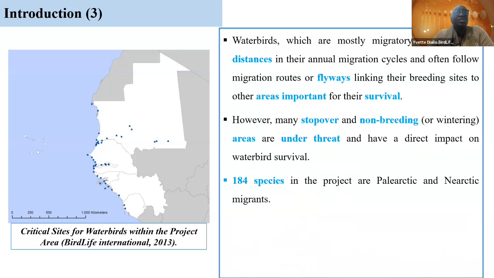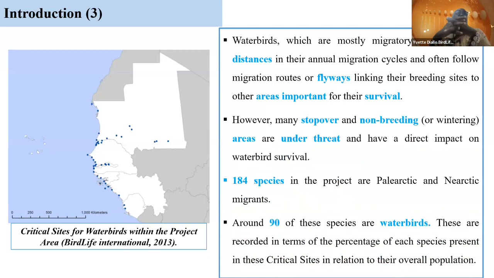We have 184 species in the project that are Palearctic and Nearctic migrants, but around 90 of these species are waterbirds. They are recorded in terms of the percentage of each species present in these critical sites in relation to their overall population.